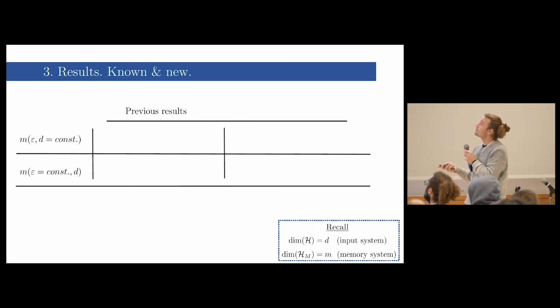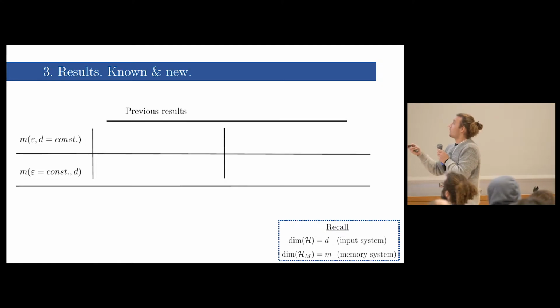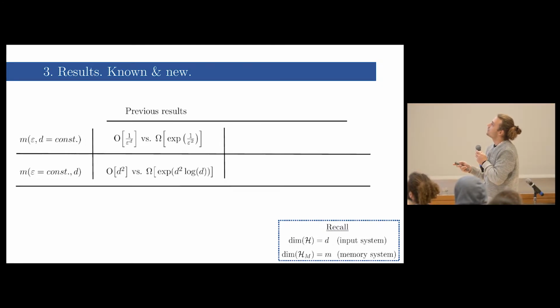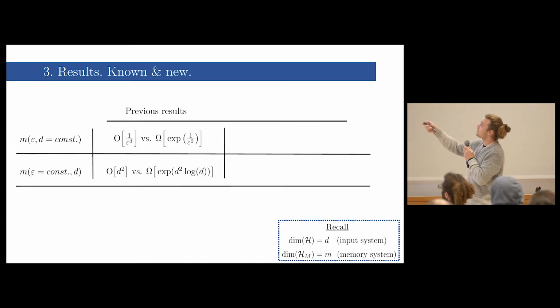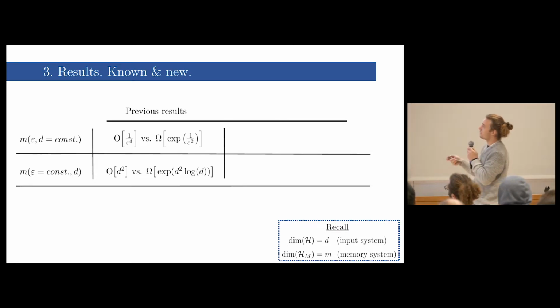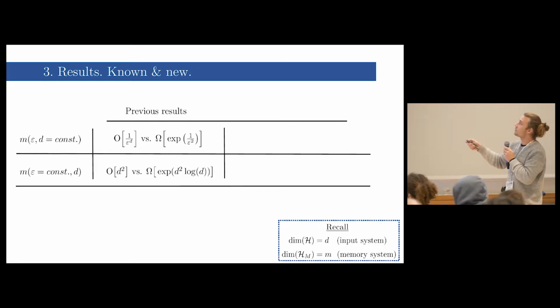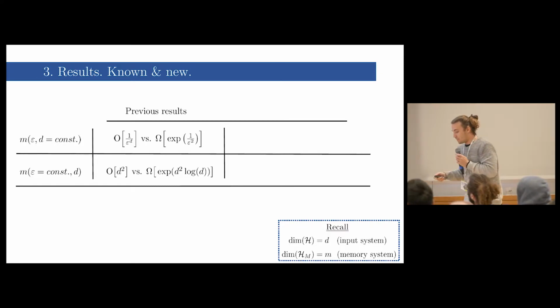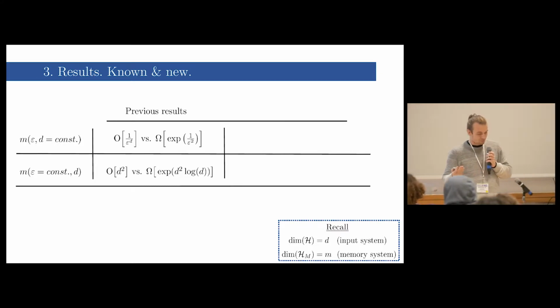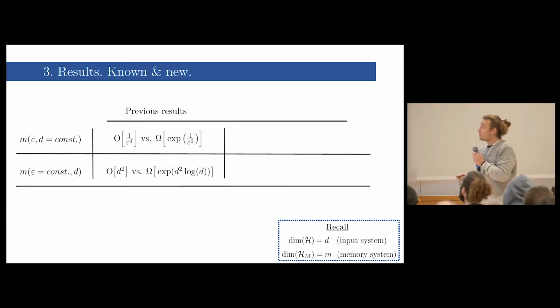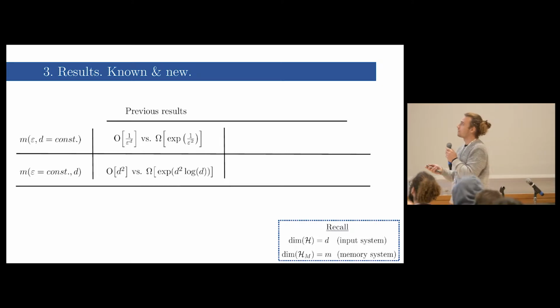The previously known results can be summarized in these two gaps between lower and upper bounds. And we see here that in both cases we have exponential gaps. This means that even though these are important objects in quantum information theory, we have a quite poor understanding of them.